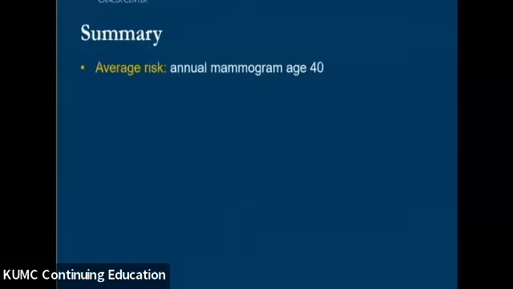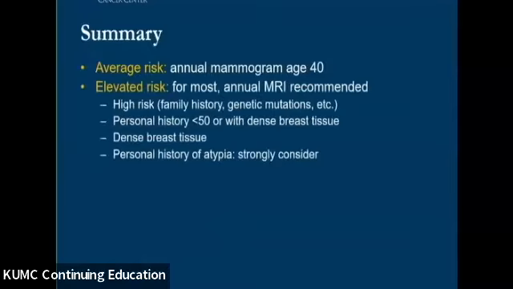So in summary, for average risk patients, we perform annual mammograms starting at age 40. For elevated risk, for most patients, we are now recommending annual MRI. So that's patients that are high risk due to the traditional criteria, as well as patients with a personal history, patients with dense breast tissue alone, and a personal history of atypia.